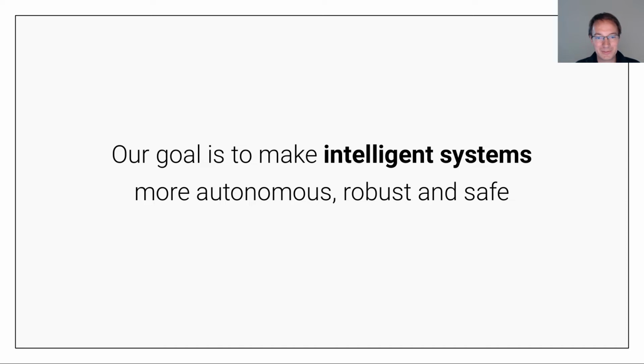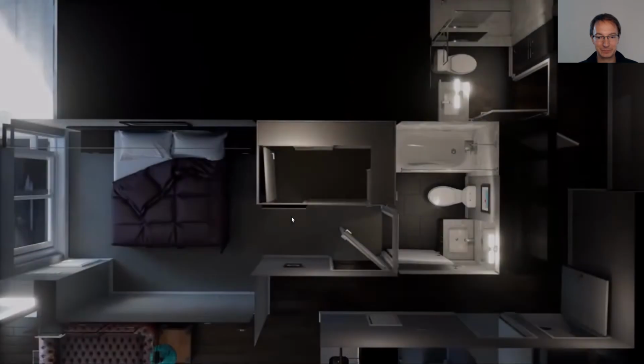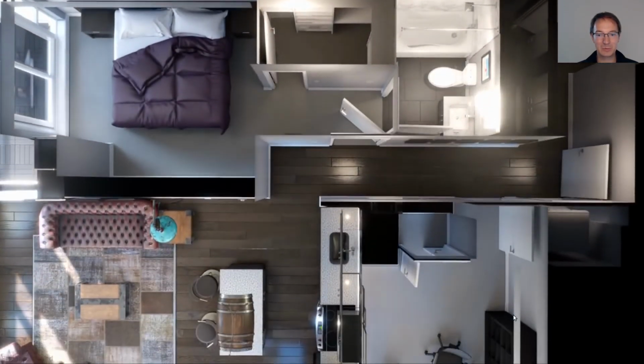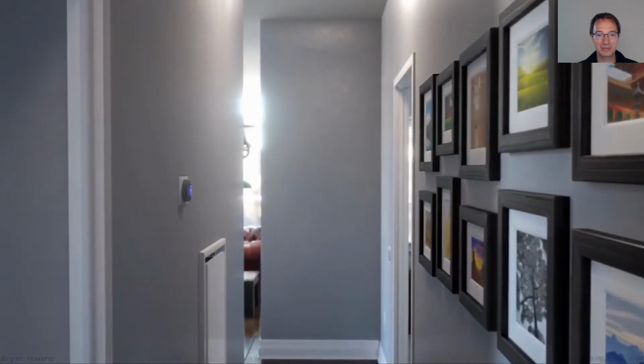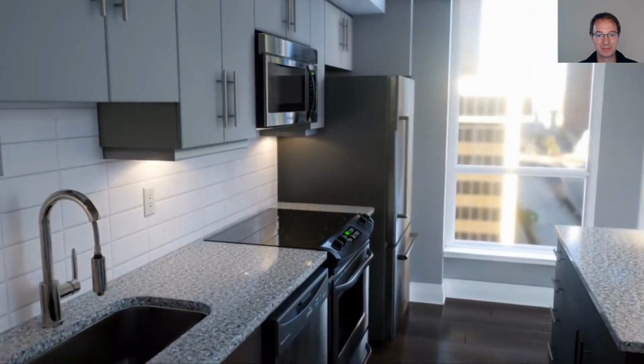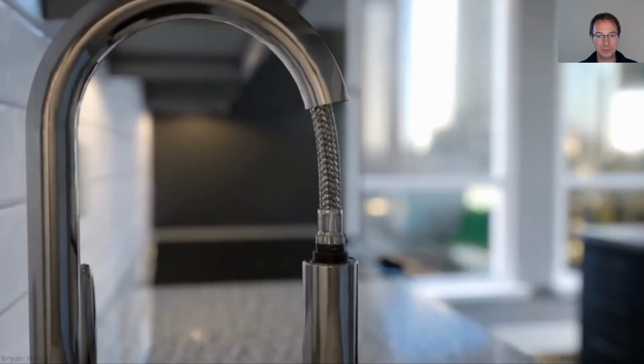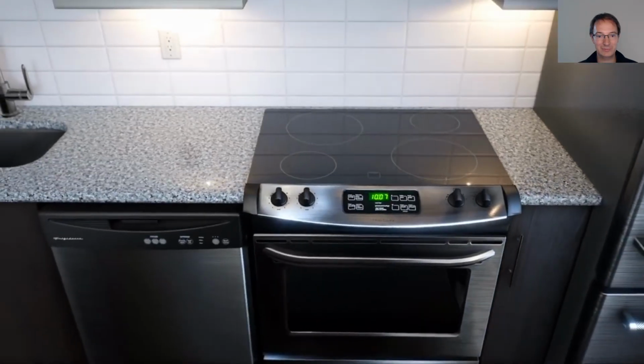My research group focuses on the intersection of robotics and computer vision. Our goal is to make intelligent systems more autonomous, robust, and safe. Intelligent systems must interact with a complex 3D environment. This is illustrated here by this video, where a robot might need to interact with such an environment that has complicated geometric structure and where accurate geometric reasoning is required to properly define affordances and to navigate through the scene.